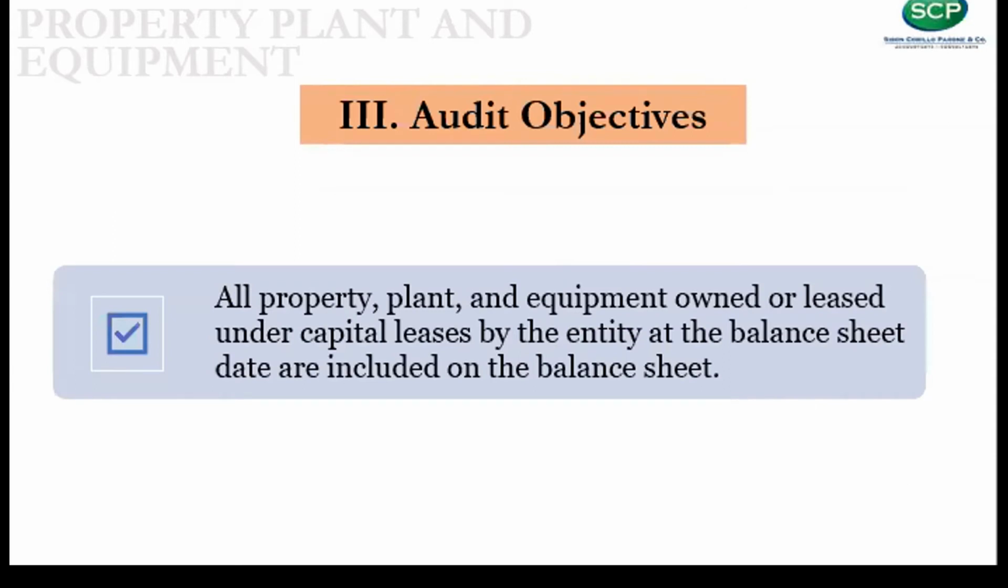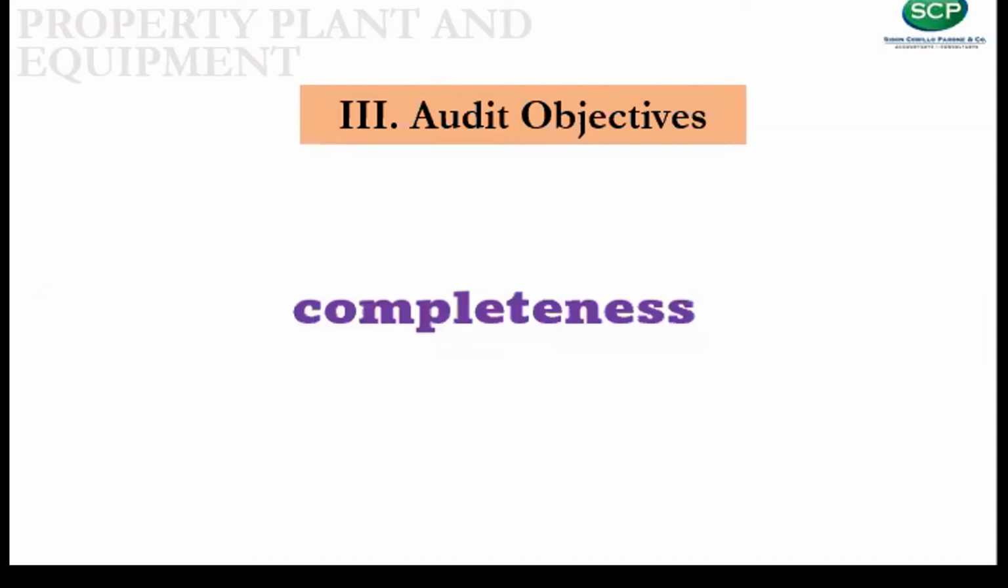The next principal audit objective we will discuss is the objective to ascertain that all property, plant, and equipment owned or leased under capital leases by the entity at the balance sheet date are included on the balance sheet. This audit objective aims to address the completeness and cut-off assertion.